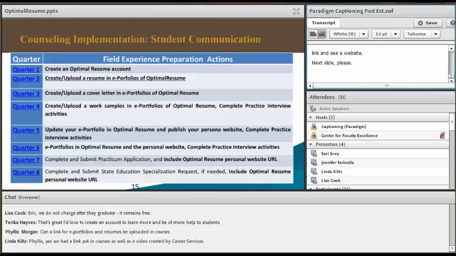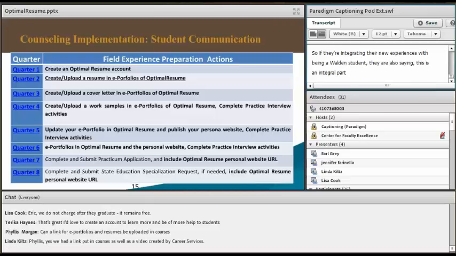So how we have integrated Optimal Resume is requiring some tasks and activities from the start of the experience in all of our counseling programs through the end. So each quarter, students are directed to do an activity in Optimal Resume. First quarter, they create their account. So as they're integrating their new experiences with being a Walden student, they're also seeing this as an integral part of their identity as a Walden student.